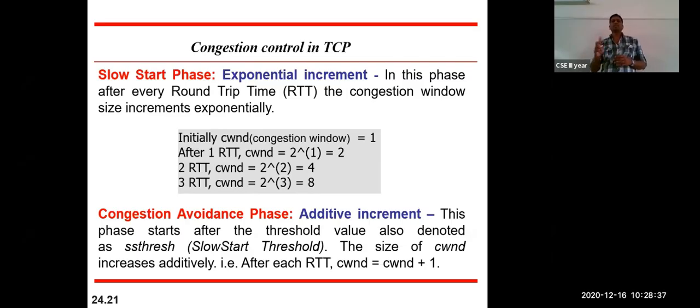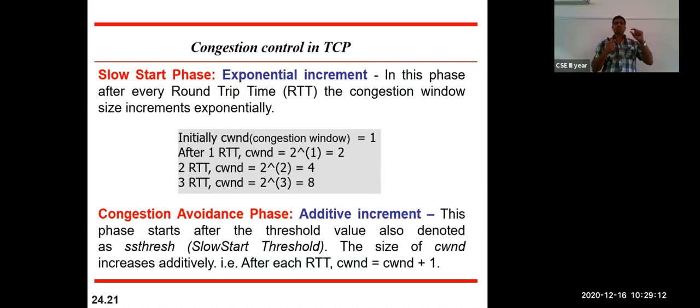After one RTT, what does that one RTT mean? First round trip time is finished. What is the first round trip time? One packet is sent and the acknowledgement has come back. After one RTT, CWND, the congestion window, is equal to 2 power 0 incremented to 2 power 1. Exponential incrementation. What is 2 power 1? 2. So after one RTT, the congestion window size gets to 2, exponentially incremented. Now 2 packets can be sent without waiting for an acknowledgement.